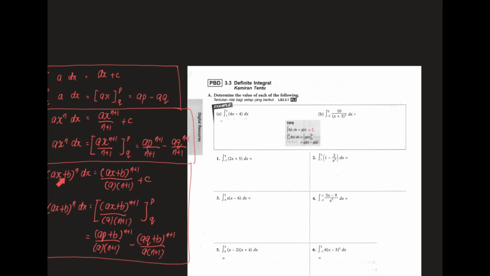Both will be correct. But if there is a power outside, let's say this is power 2, outside of the bracket you have power 2, then you cannot integrate one by one anymore, you must use this. But if there is no power, then you can integrate one by one, or you can take it as power 1 and integrate in this way. So both will be just fine.